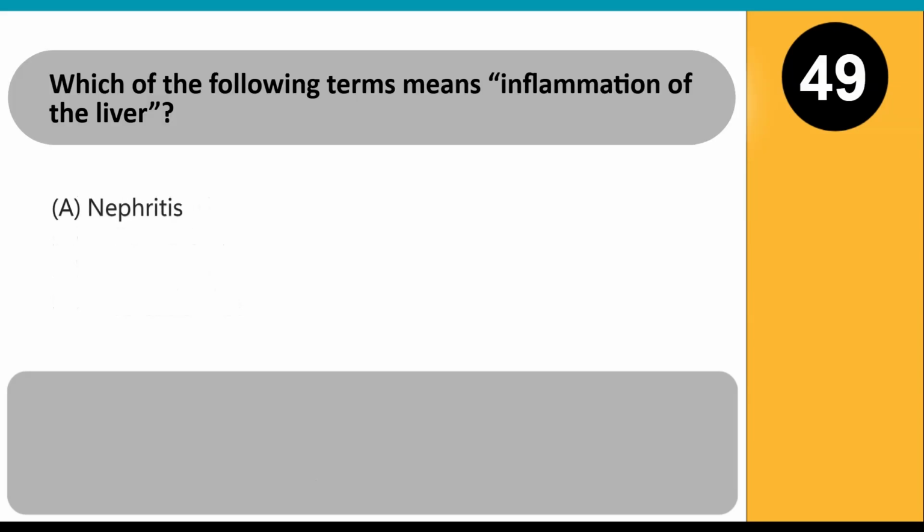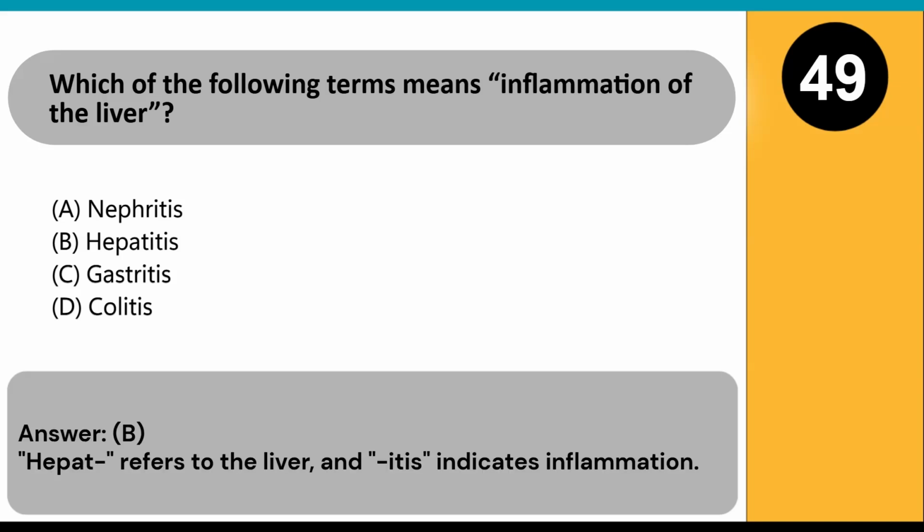Which of the following terms means inflammation of the liver? A. Nephritis. B. Hepatitis. C. Gastritis. D. Colitis. Answer: B. Hepat- refers to the liver, and -itis indicates inflammation.